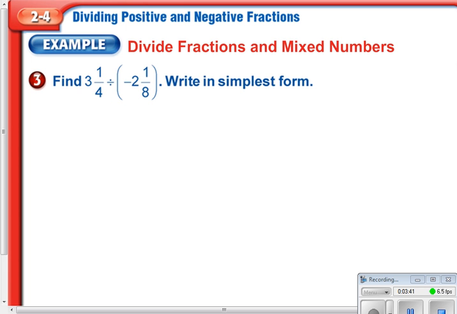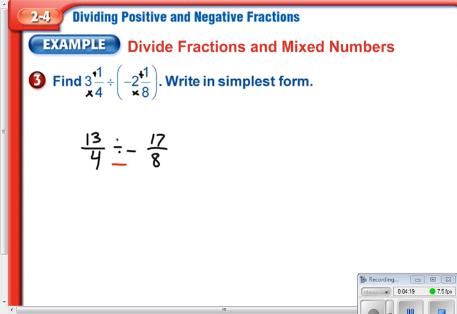Example 3. Remember we talked about anytime we have a mixed number, we need to go ahead and convert it into an improper fraction. And in order to do this, we multiply and add. So we have 4 times 3 plus 1 gives us 13/4 divided by, multiply, add. I'm just going to go ahead and drop the negative sign down. And when I do this, I have 8 times 2 is 16 plus 1 is 17/8.